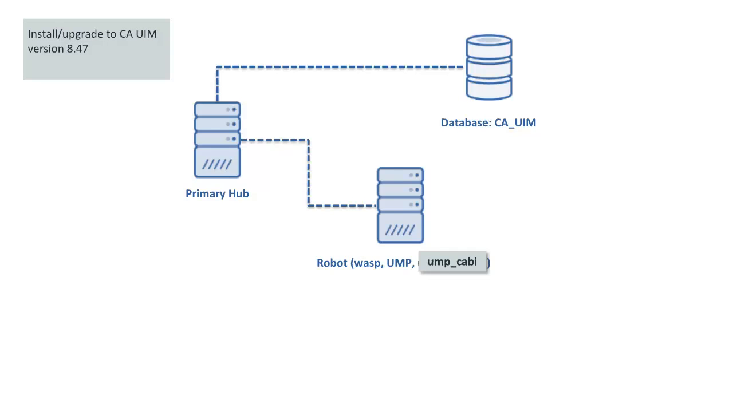This version of CA UIM installs the UMP CABI package. This package updates the Unified Dashboards portlet with the CABI for UIM dashboards and is installed automatically with CA UIM. CA UIM also adds the CABI probe to the archive. This probe installs the CABI server software, which is required for you to see data in the CABI for UIM dashboards. I will eventually deploy this probe, but there are a few steps you should complete first.